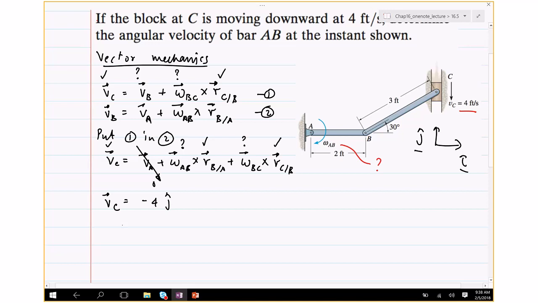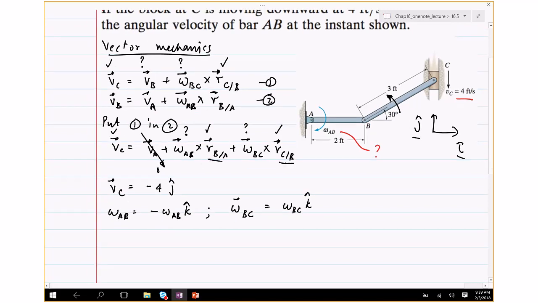Omega AB. Now the question gives you the direction of omega AB. It's saying it's clockwise. So clockwise is negative. So I'm going to write it as negative omega AB k. Omega BC. We're not given the direction of omega BC, but let me just assume it to be counterclockwise. And if that's wrong, then the math will tell me that the direction assumed is opposite of what it should be. So let's assume that to be the direction of BC, omega BC k.